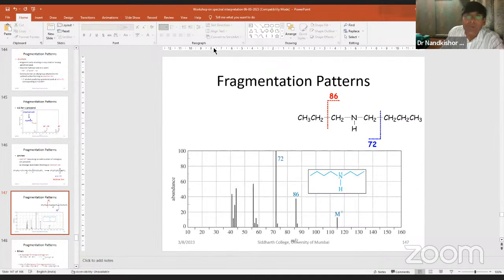Now take this example to understand. Look here, this is some sort of amine. When this undergoes fragmentation, you will get the M plus, and then you will get 86 and 72. This 86 and 72 is because, look here, 72 is when it loses this fragment, and when it loses the ethyl group, you will get 86. In both cases the ethyl and the propyl group will be lost, and the resultant will be the iminium ion, and that iminium ion will have an even number of fragments, and that indicates there is a formation of imine.